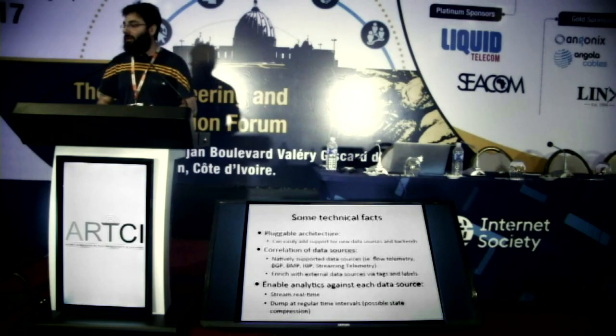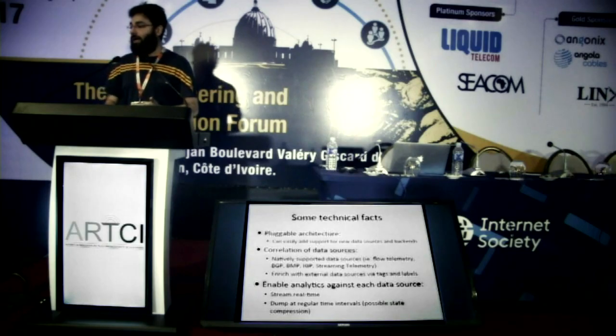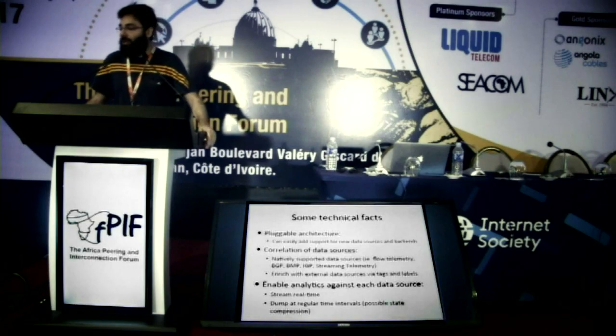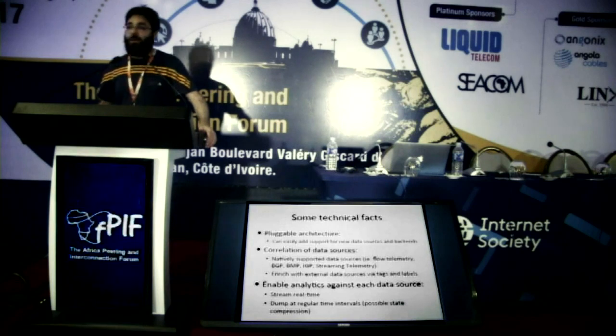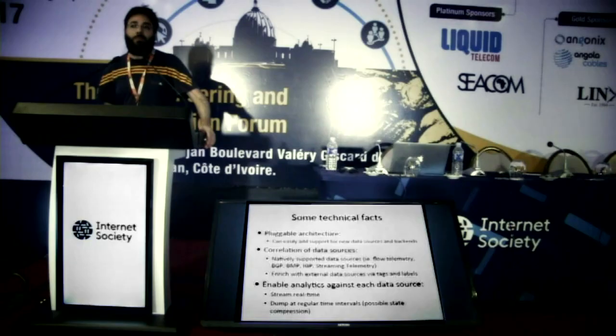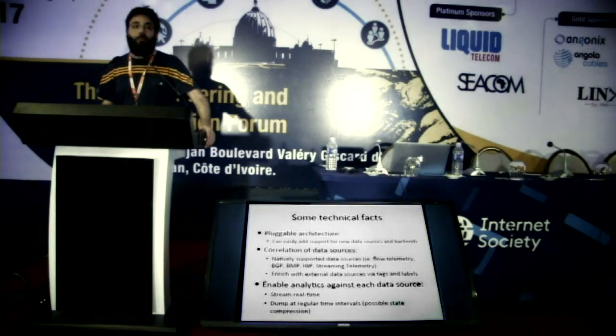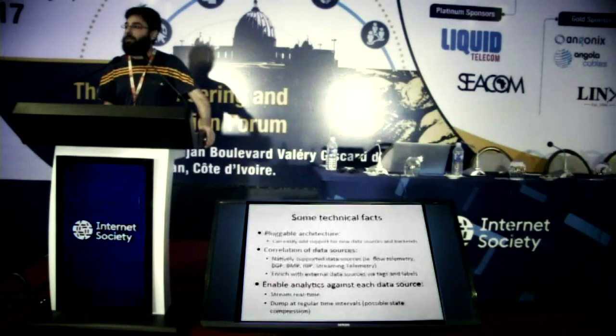Some architectural facts about pmacct. It comes with an abstraction layer in the middle. It's very easy to plug in a new backend, a new database. It's also very easy to integrate.